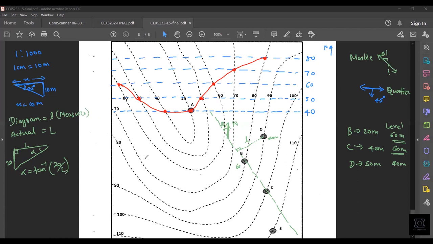So what would be our dip direction? The dip direction is towards D, perpendicular to the strike, with an angle of alpha. So that is the fairly simple part. I hope you all could remember this.